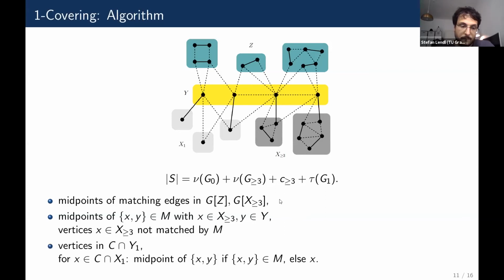And now for the bipartite graph, we compute a vertex cover, and since it's a bipartite graph we can compute it in polynomial time. And the Y vertices of the vertex cover, we just keep. So if this vertex is in the vertex cover, we just take it in.